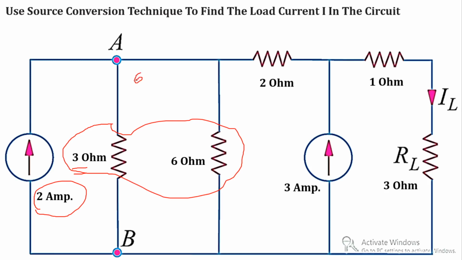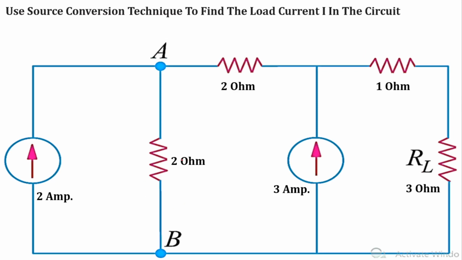So we can find out the equivalent of these two parallel resistances, and that is equal to 6 into 3 divided by 6 plus 3. So that is equal to 18 by 9, and that is equal to 2 ohm. So we can replace these two resistances with a single resistance, and that is equal to 2 ohm. So this is the 2 ohm resistance which is in parallel with this 2 ampere source.